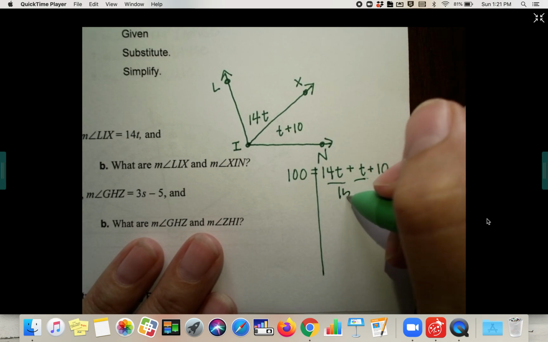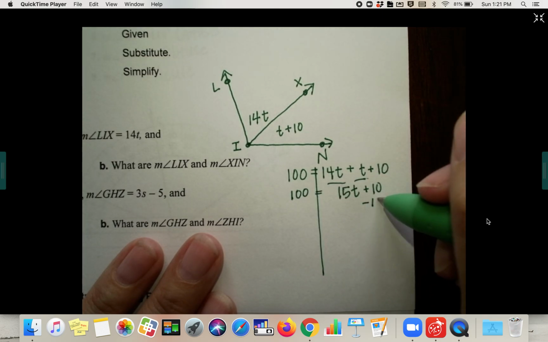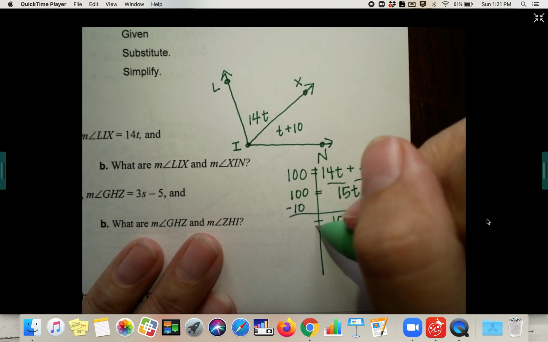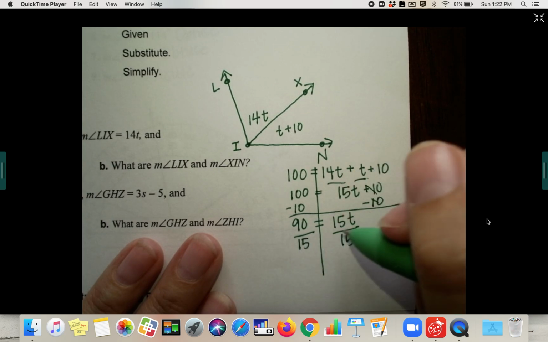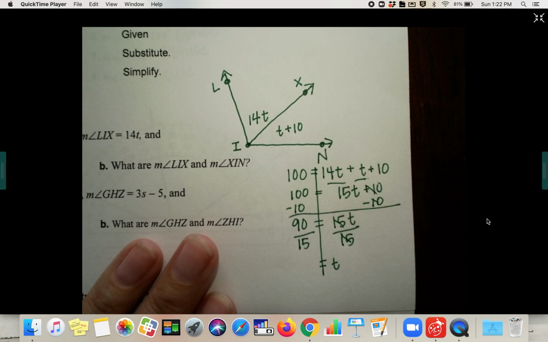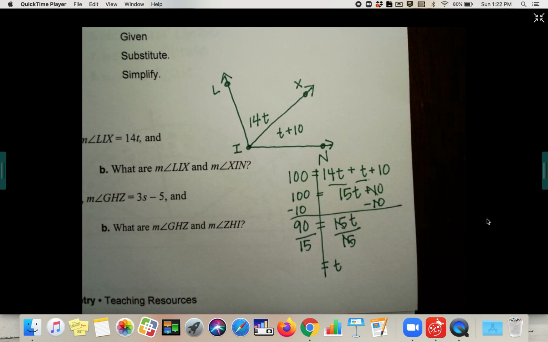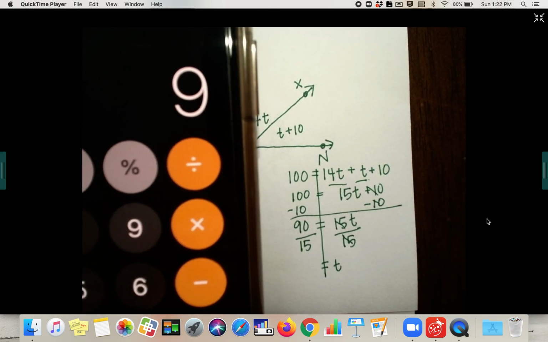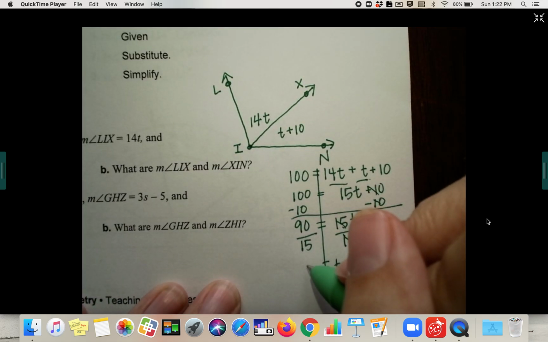14t plus t is 15t. Subtract 10 from both sides. 15t equals 90. Divide both sides by 15. 90 divided by 15 is, what is it, 6? Let's get out our calculator to double check. 90 divided by 15 equals 6, yes. So 6 equals t.